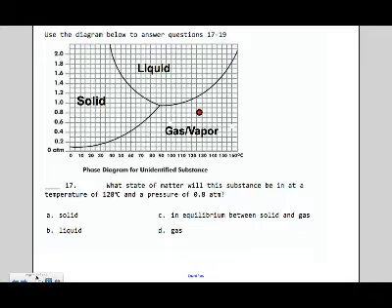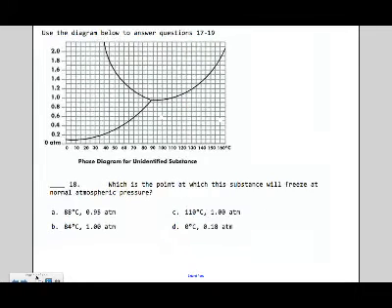Okay, another question on the same phase diagram. Which is the point at which this substance will freeze at normal atmospheric pressure? Okay, so normal atmospheric pressure, first of all, is 1 atmosphere. So that narrows it down right away to either choice B or choice C. And we need to choose between the 2 temperatures.